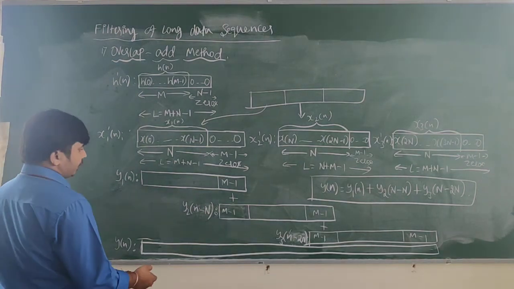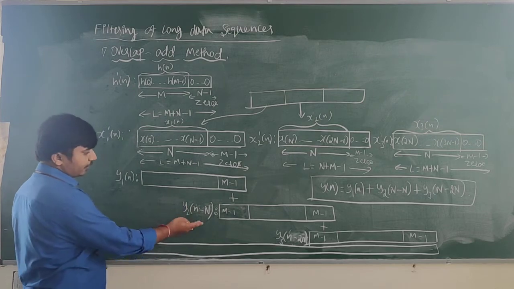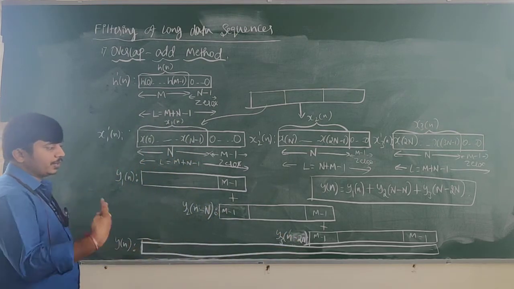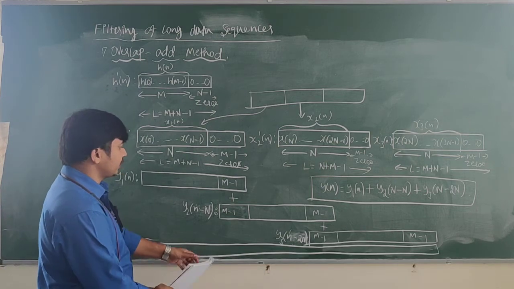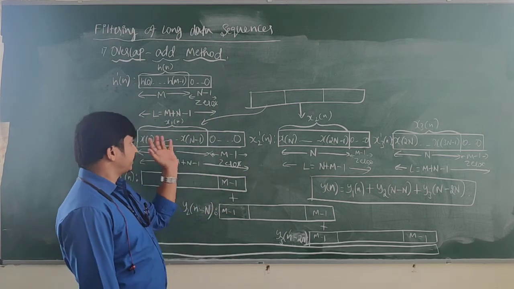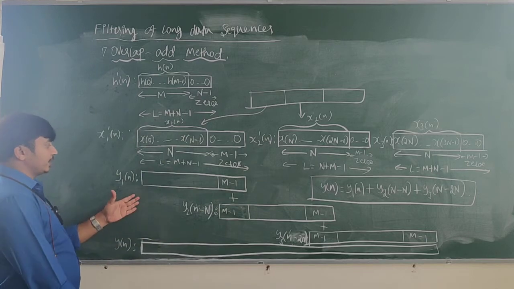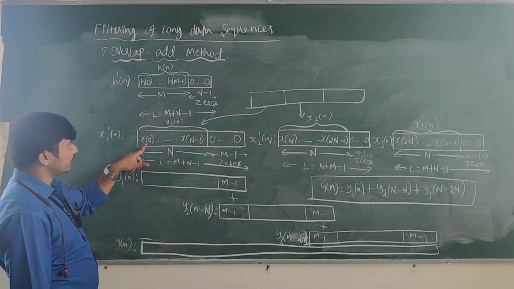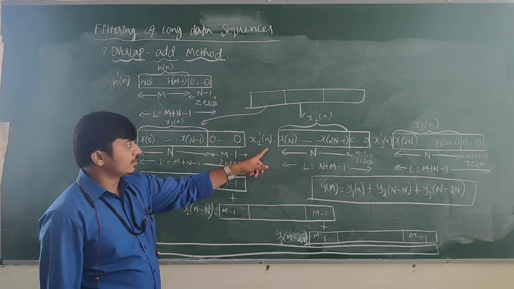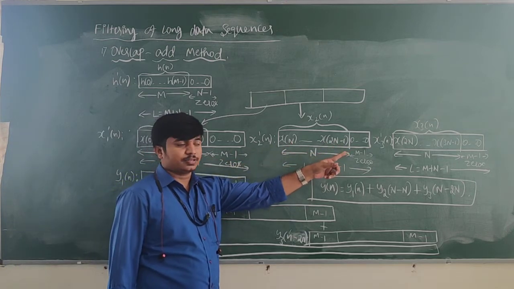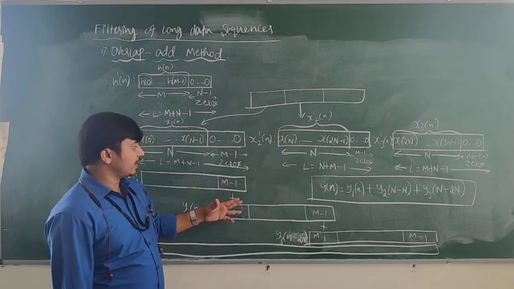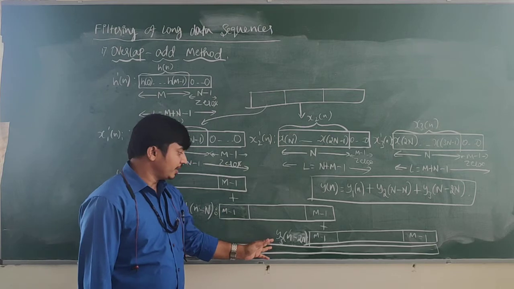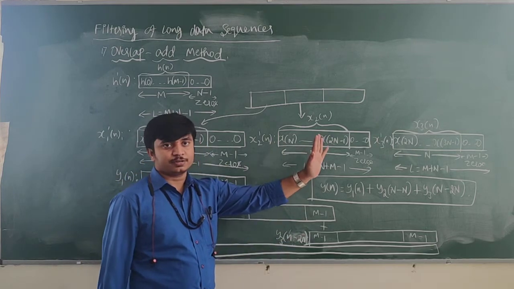Here, why have I written y2 of n minus N and y3 of n minus 2N instead of y2 of n and y3 of n? Because these are the shifted versions of x of n. The indexing of x1 dash of n starts from 0, whereas these do not start from zero. So the index of these has been changed to n minus N, that is shifted to the right, and again n minus 2N, again shifted to the right.